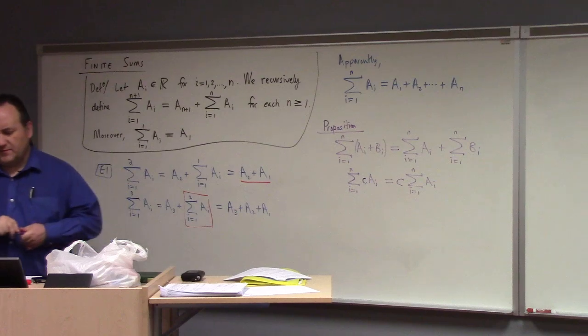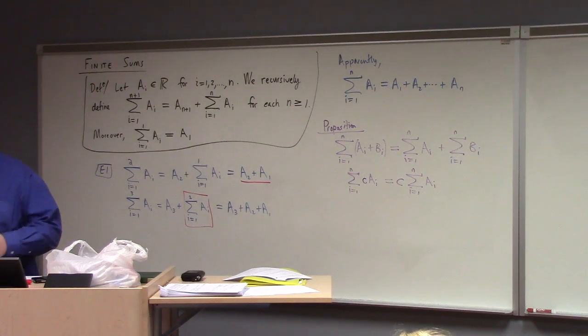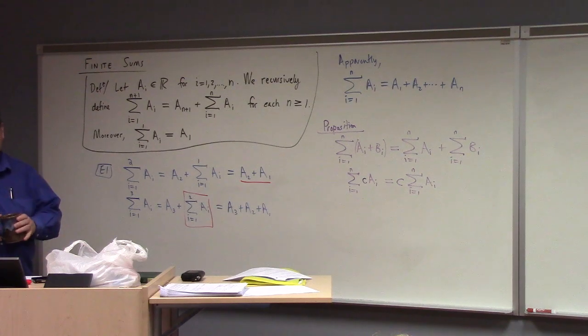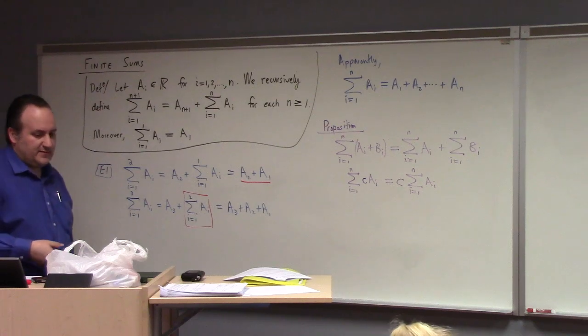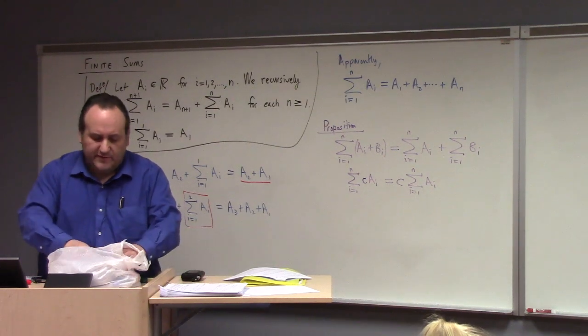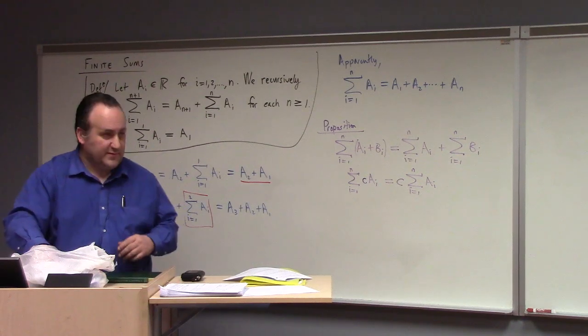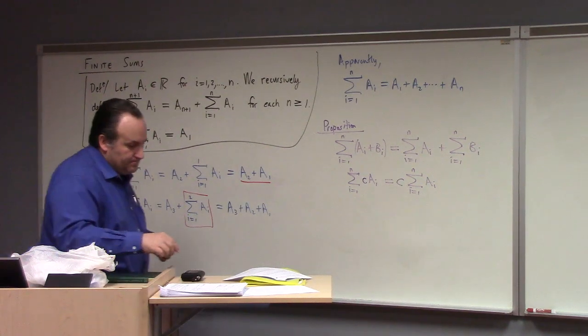Now, I'm giving all these proofs under the assumption that the a sub i's and the b sub i's are real numbers. But if you study the things we're doing, the arguments would equally well apply so long as there's a way of adding and scalar multiplying the things that we're looking at. These arguments should still be legitimate.